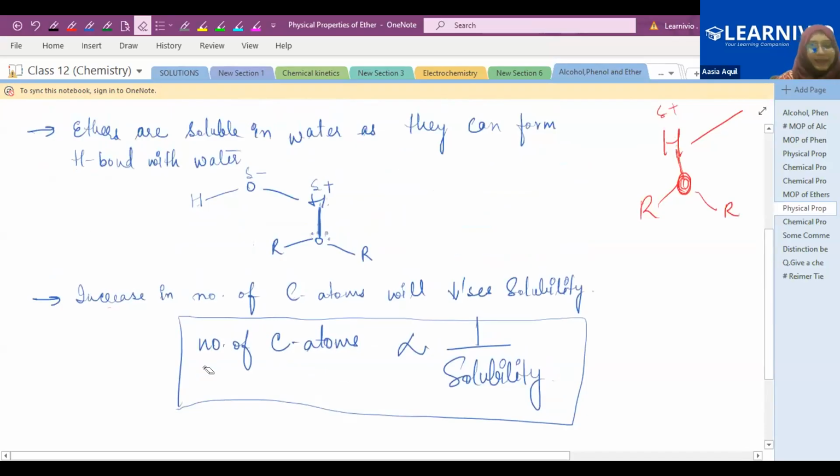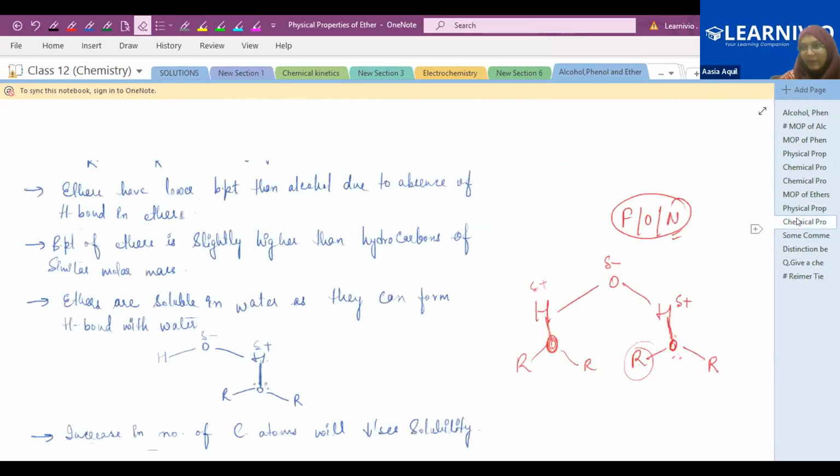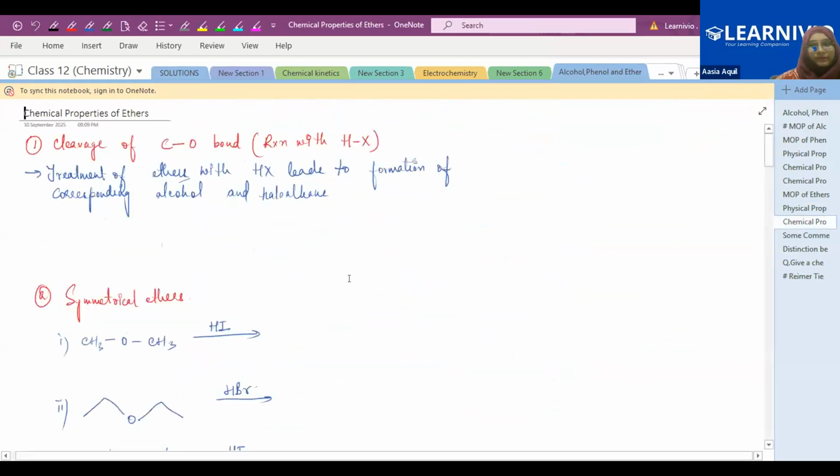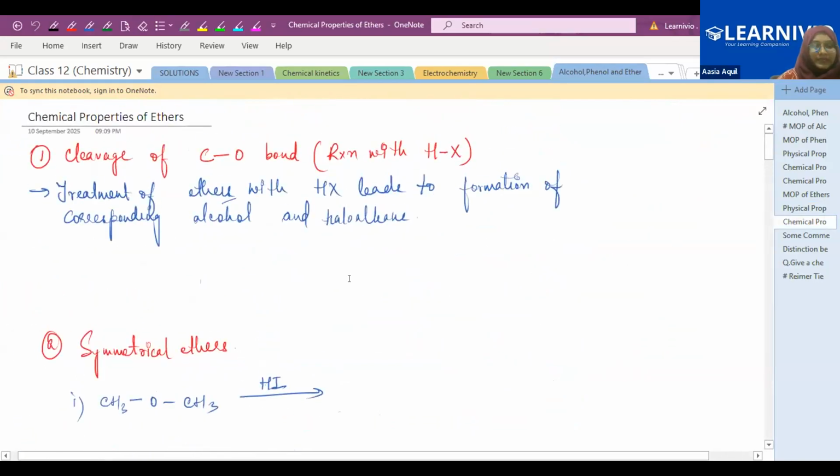So write down the next heading. Next topic is chemical properties of ethers. So the first property and first reaction we will discuss is the one in which we will see the cleavage of the C-O bond, the carbon and oxygen bond. So the first reaction is the reaction with HX, your halogen acids.